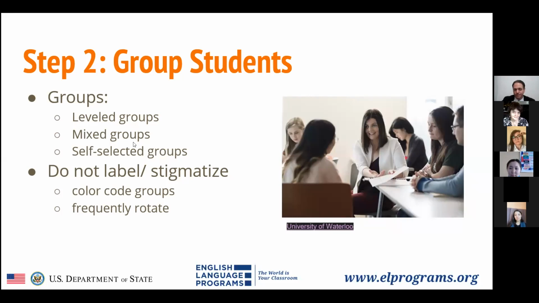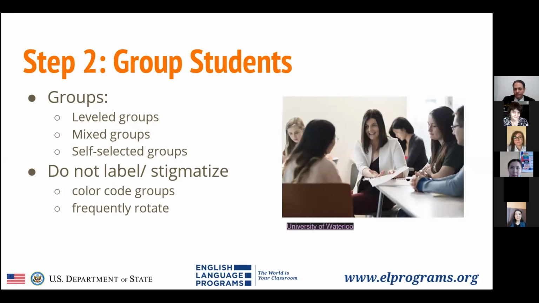For example, in one group all we have three students. In one group, one is beginner, second is intermediate, and advanced. The three of them are in one group. Okay, so what's an advantage of having a leveled group? What's an advantage of a leveled group?